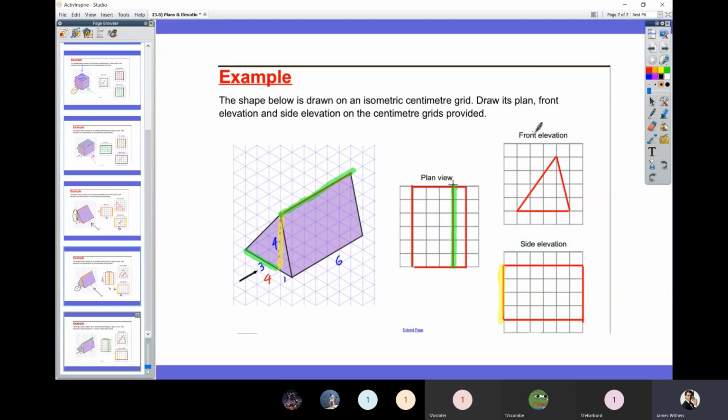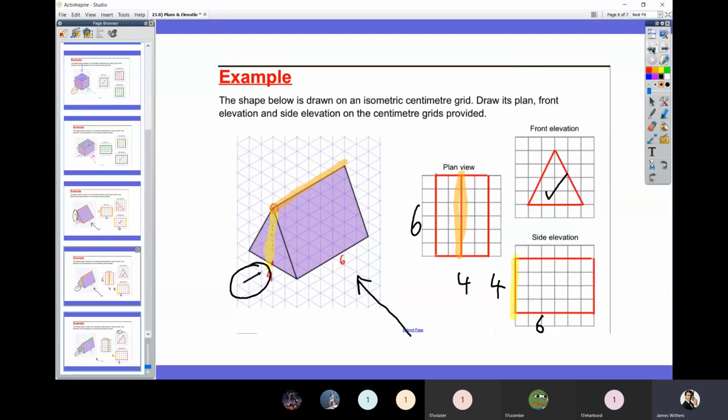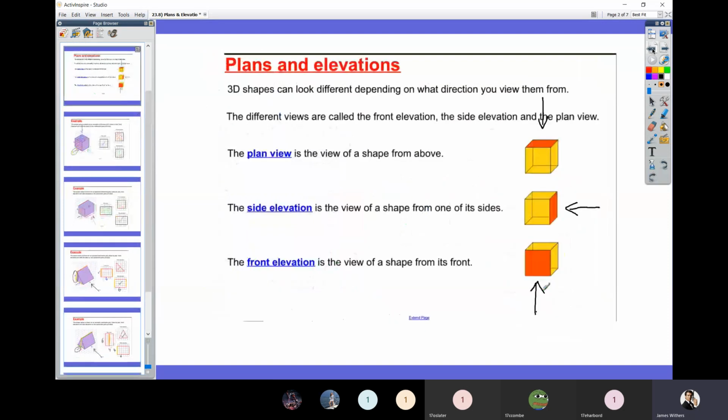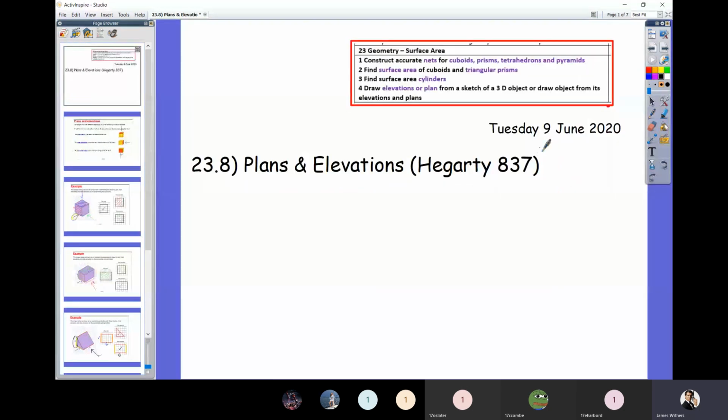Okay, your front elevation is called the front because of the arrow. And then your side elevation, when you're looking from over here, you'd have a base of 6 and a height of 4. Now, I've just pinched these slides from Mr. Hegarty. If you're still a bit unclear, I would suggest you go and watch Mr. Hegarty's video before you start the exercise. If you feel completely on top of it, please just go and make a start now on Hegarty 837.